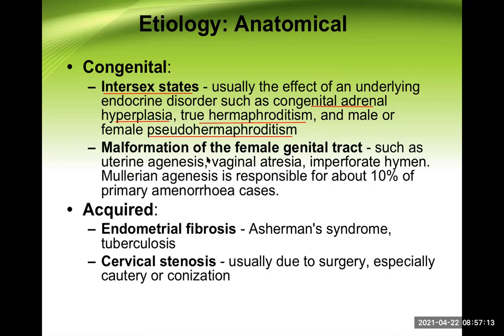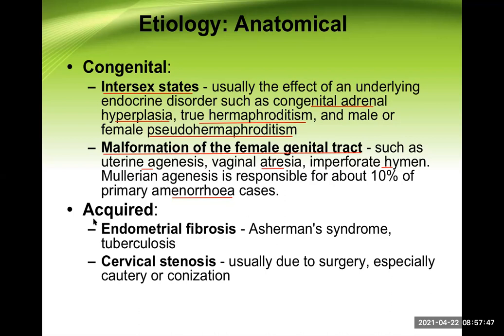The second one is malformation of the female genital tract. If there is some problem with Mullerian duct development, if there is Mullerian agenesis, then disorders like uterine agenesis, vaginal atresia and imperforate hymen are quite common. Mullerian agenesis is responsible for about 10% of primary amenorrhea cases, and we cannot do much regarding this.